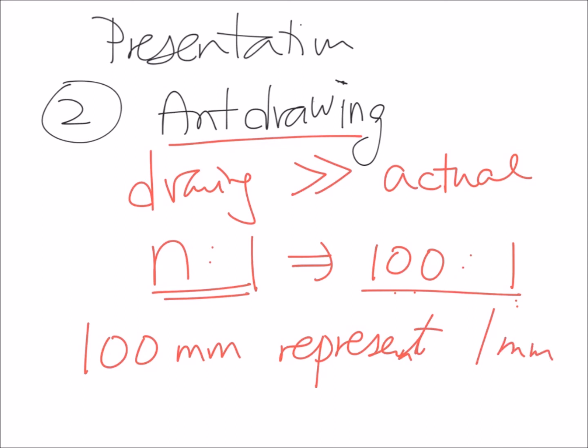Okay, so that means on the drawing, when we measure 100 mm on the drawing, it only represents 1 mm on the real object, okay? And we know that 100 mm equals 10 cm. So that means on the drawing we find 10 cm, but it is only enlarged from the actual object, which only represents 1 mm, okay.